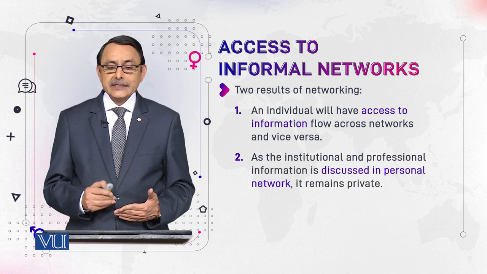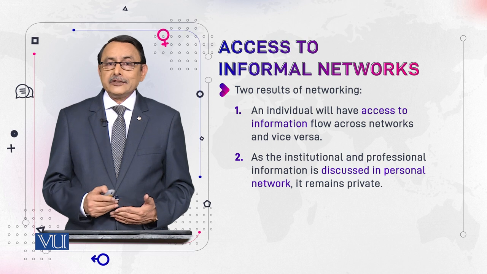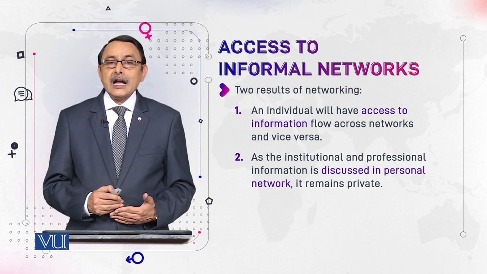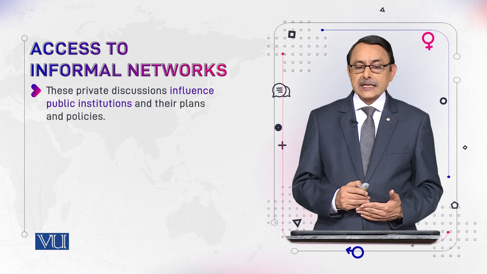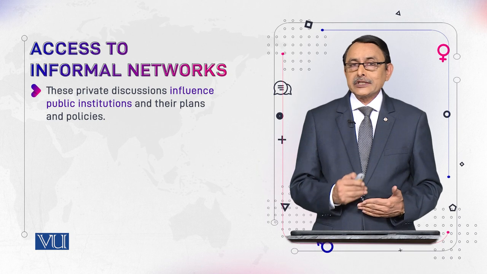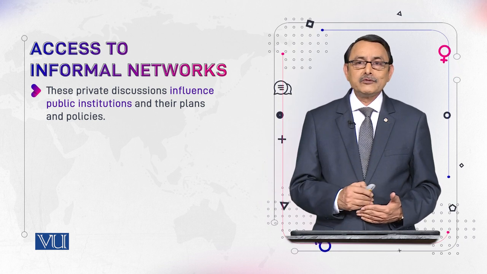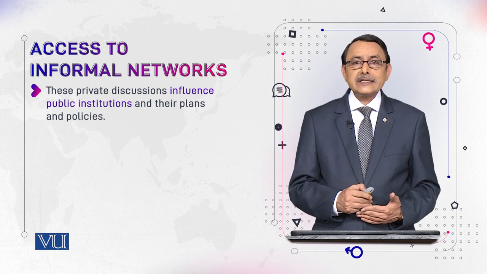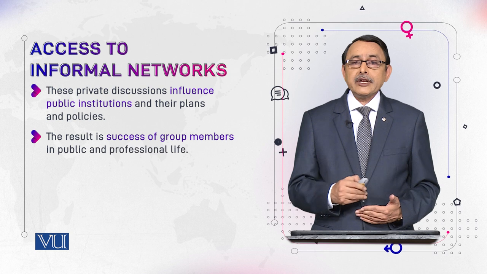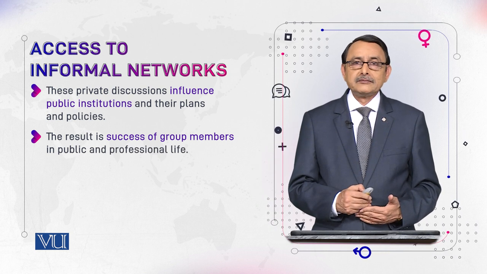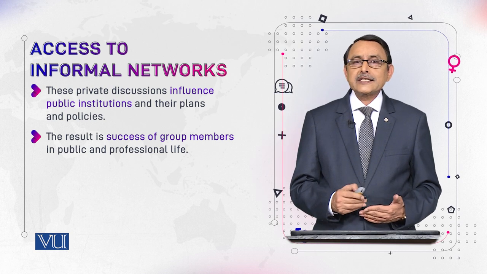The second result is, as institutional and professional information is discussed in the personal network, this information becomes private. And what is the benefit of this private information? These private discussions influence public institutions, their plans and policies, because you are part of professions, and professions are part of institutions. You have some problem over there. For that, you need some planning, some advice, some consultation. You share it with your personal network, and that information is discussed and some solution is offered to you. So in this way, this private information is in benefit of the individual member. He or she gets their problems solved.